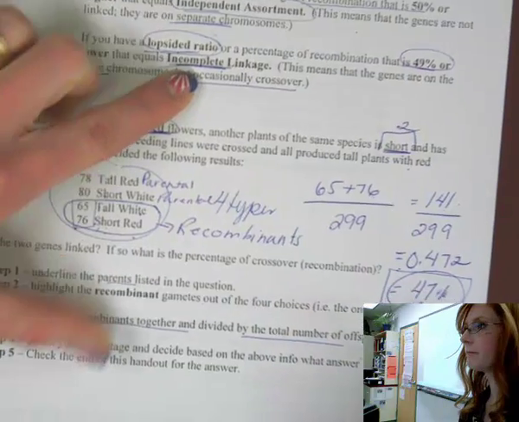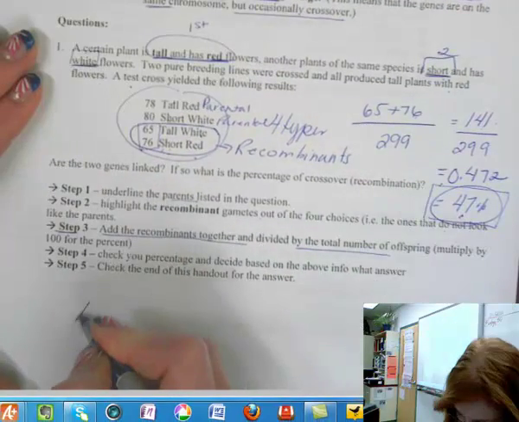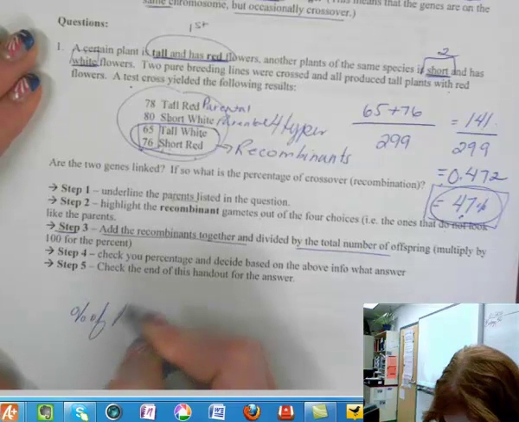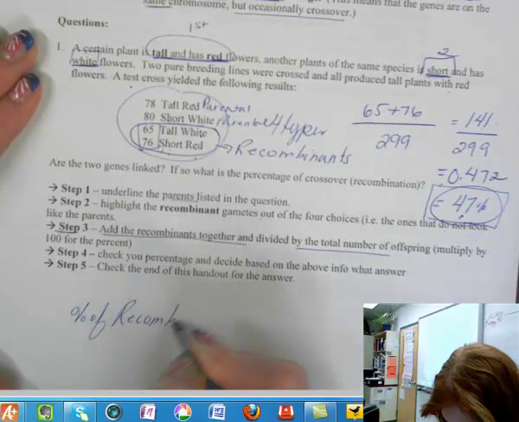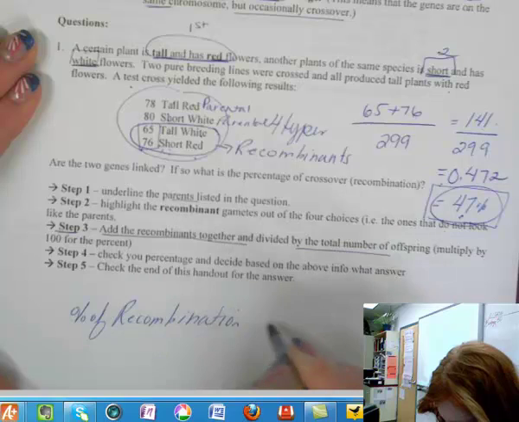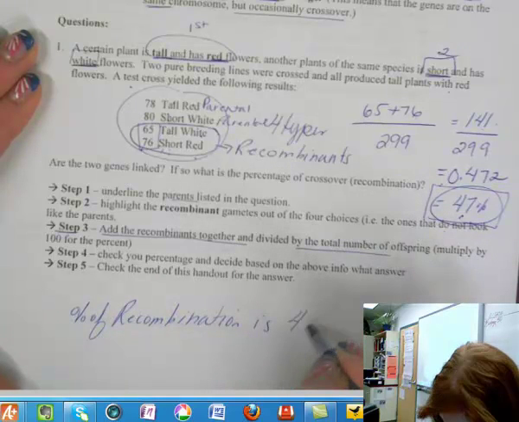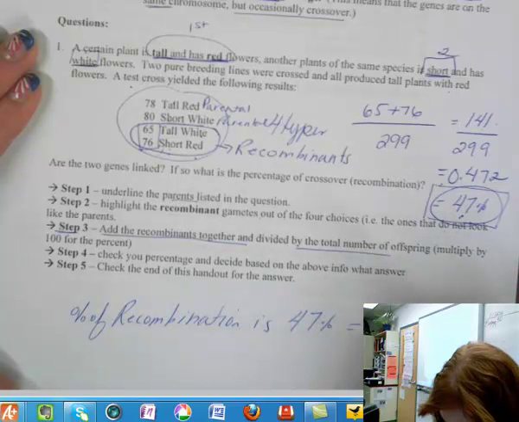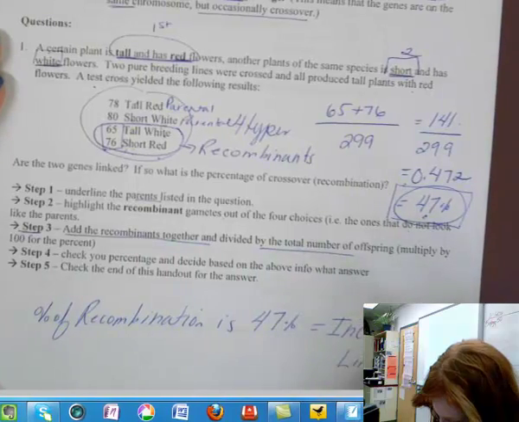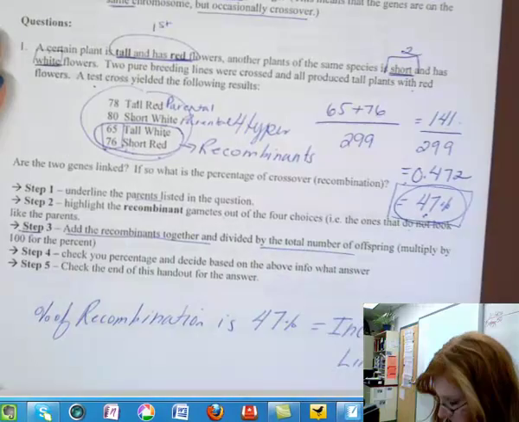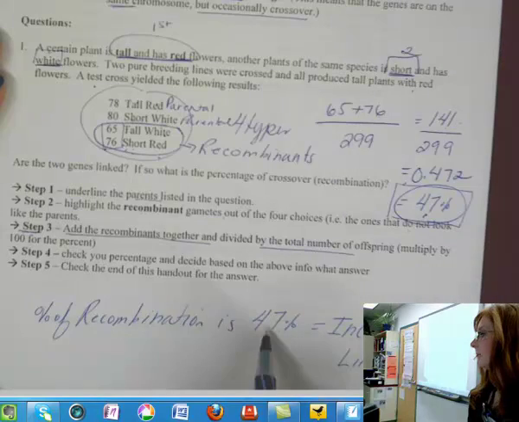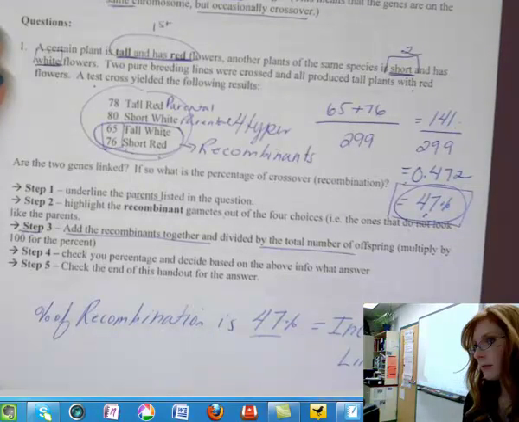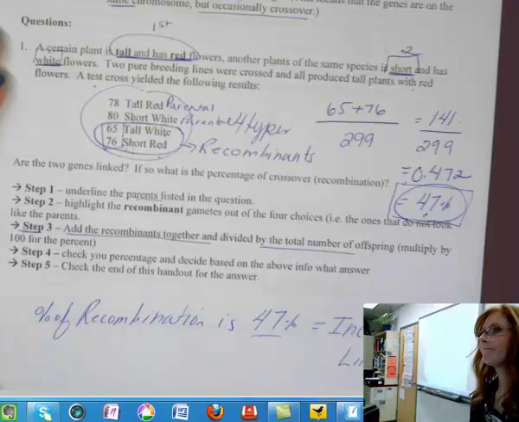So you would say the percent of recombination is 47, and that means incomplete linkage. Question's done. Your evidence is the 47%. That's it? That's it. That's all? And there's only 3 types of options.